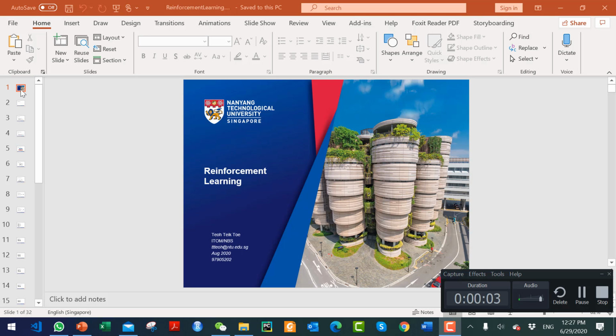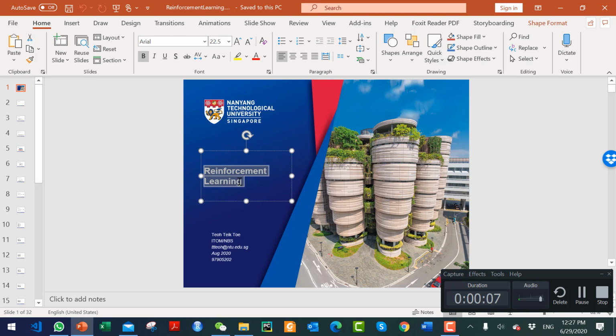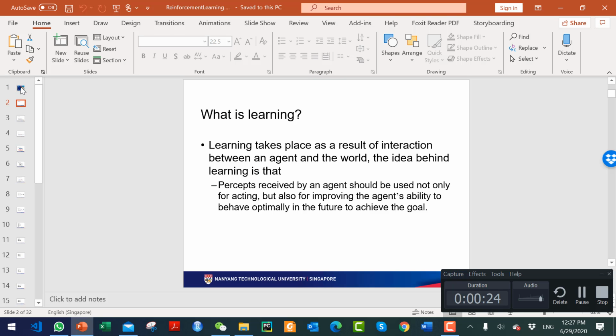So today's topic is on reinforcement learning. So what is reinforcement learning? The word reinforcement means that it is dynamic and it is environmental, subject to the environment. So how do you learn the environment? It's dynamic programming, so it depends on the environment.